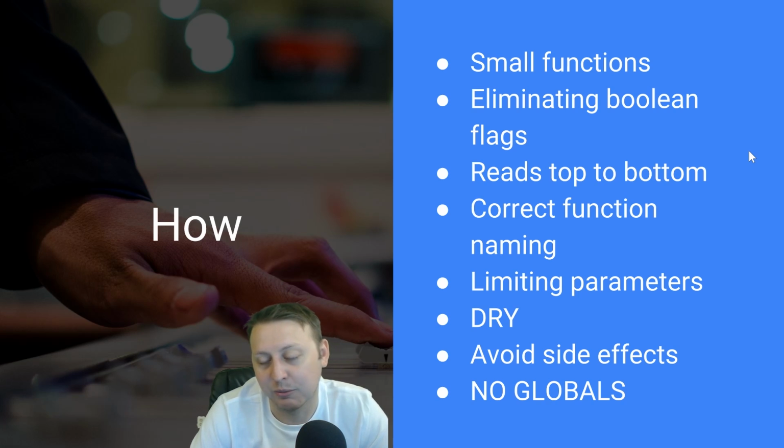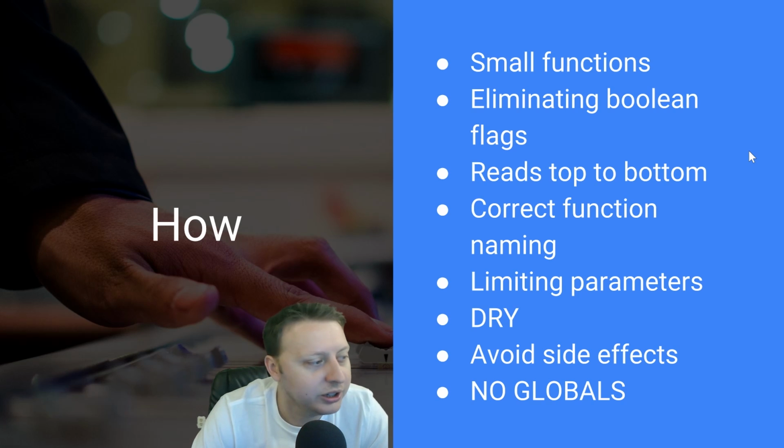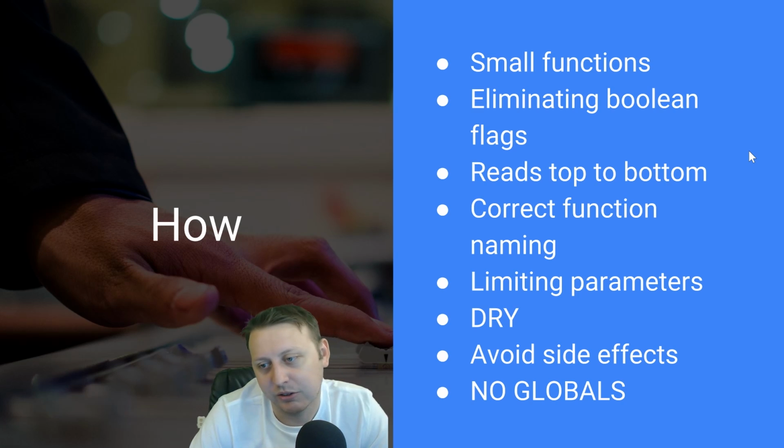We're going to, of course, talk about the DRY principle, which hopefully everyone's familiar with. Don't repeat yourself and why that's so important. We're going to talk about avoiding side effects in our code to the best of our ability. And we're going to be talking about why there should never be global functions. These are some of the topics we're going to hit on. Let's go ahead and dive into some of the examples.